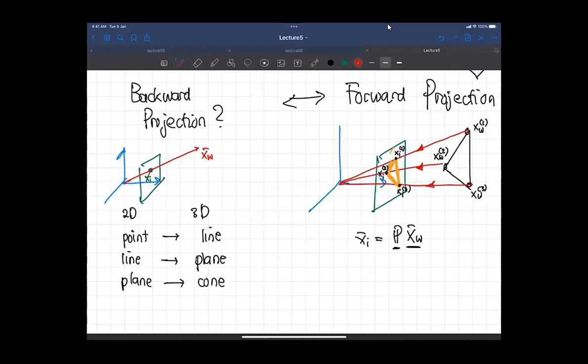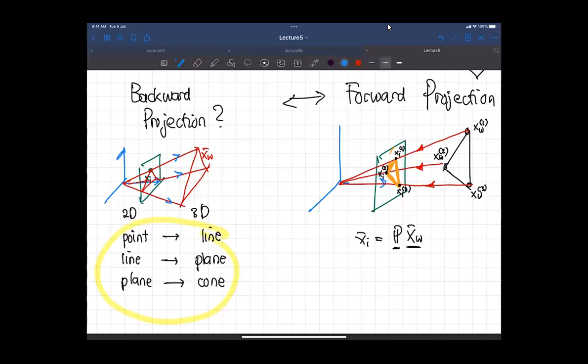Because if you have a triangular plane like this, for example, then it will become like this. And that one is like a cone, moving outward. So moving in this direction back. Okay. Now the question is, can we have something useful for this? Can we get something beneficial for us if we know these types of transformation? Point becomes a line, becomes a plane, and a plane becomes a cone.